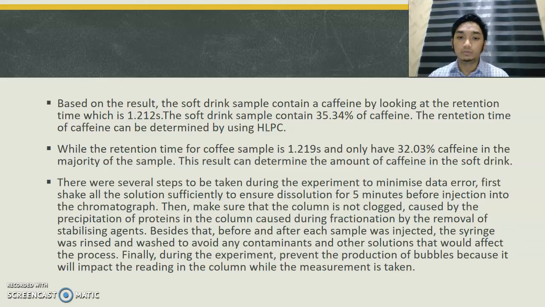There were several steps to be taken during the experiment to minimize data error. First, shake all the solutions sufficiently for 5 minutes before injection into the chromatography. Then make sure the column is not clogged, caused by precipitation of protein in the column during fractionation by the removal of stabilizing agent. Besides that, before and after each sample was injected, the syringe was rinsed and washed to avoid any contamination and other solution that would affect the process. Finally, during the experiment, prevent the production of bubbles because they will impact the reading in the column while the measurement is taken. Thank you.